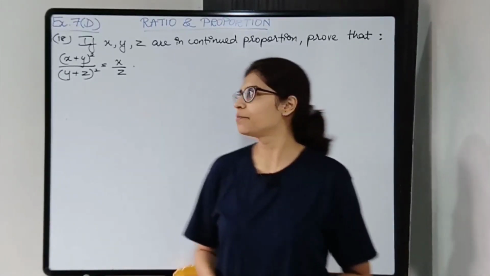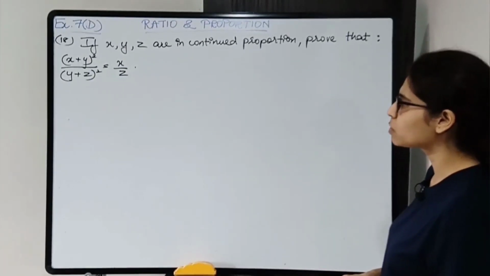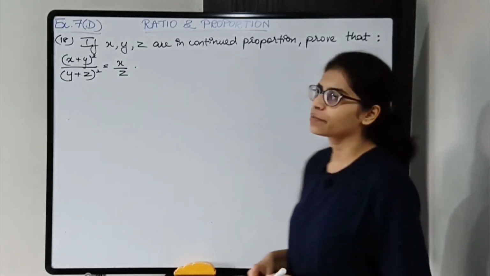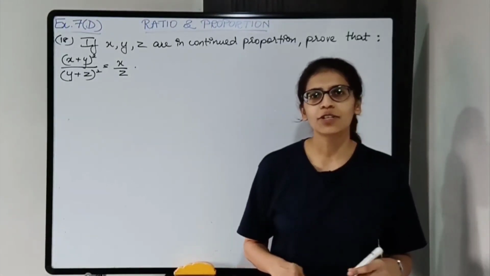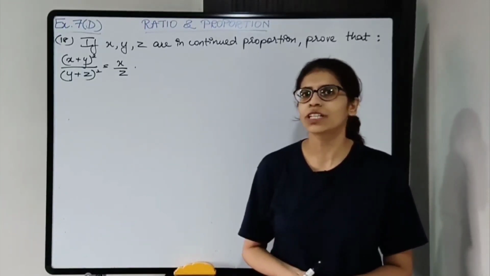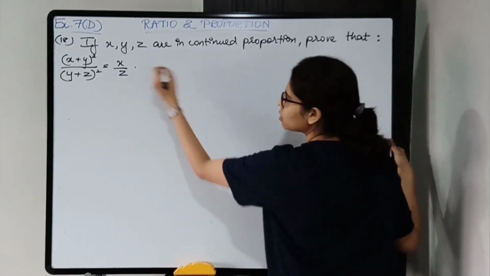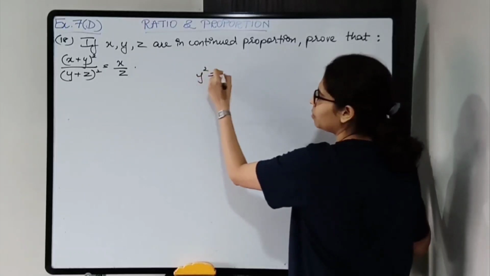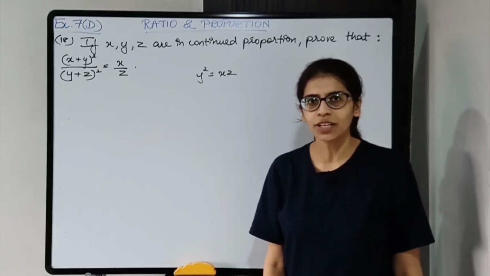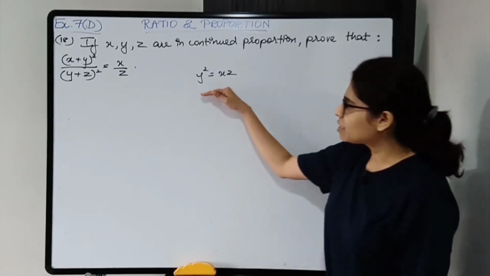Question number 18. If x, y, z are in continued proportion, prove that x plus y the whole square upon y plus z the whole square is equal to x upon z. There are two ways of solving. First method is K method because you are given something in proportion and you need to prove something. So you can use K method. Other method is the square of the mean, that is y square is equal to product of the extremes, that is x into z. You can use this method or K method. Okay, I'll solve by both the methods, whichever you find easy you can use that. First I'll use this method.